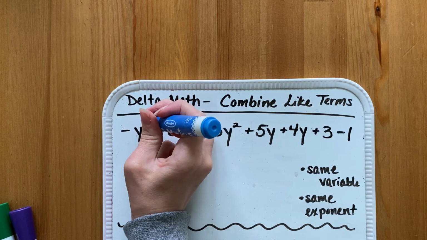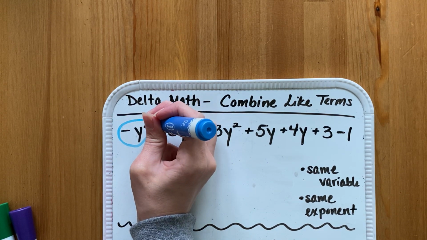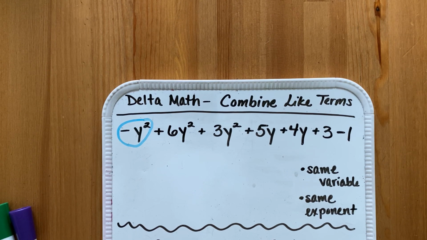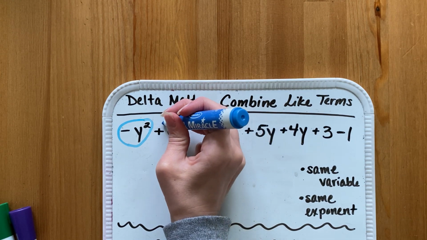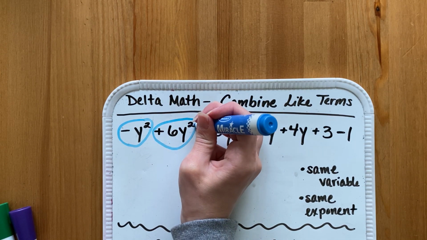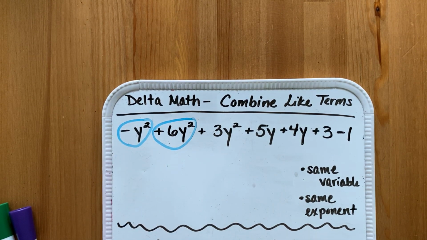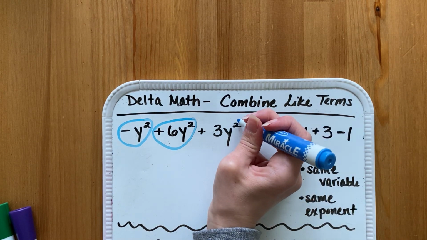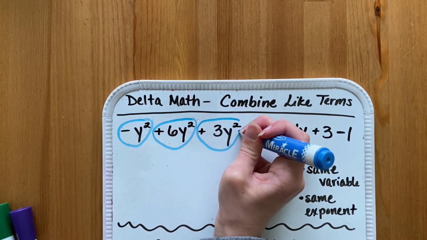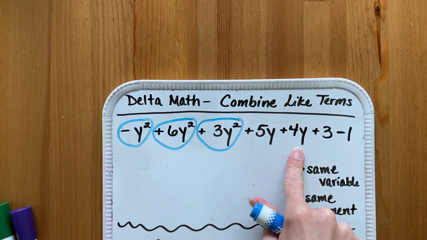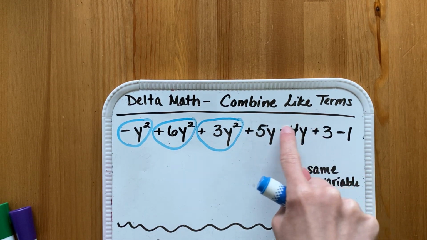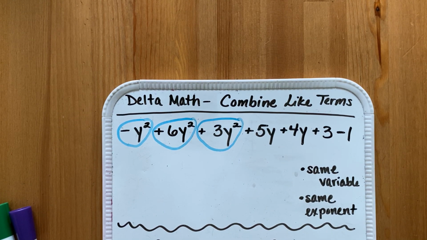So I'm going to go ahead and use this color to identify that term. Then I'm going to go through and look for terms that also have y squared as part of them. So 6y squared is a like term. And if you are identifying like terms, make sure that you include that sign. That's going to let you know what operation to use when combining your like terms. It looks like I have one more that will go in this set. That would be 3y squared. 5y and 4y, although they include the y, they don't have that exponent of 2, so those are not like terms.